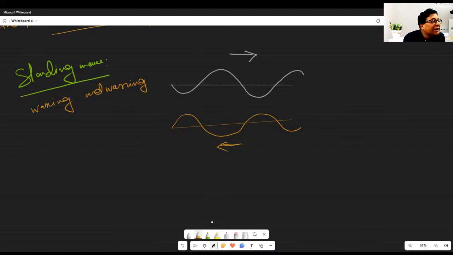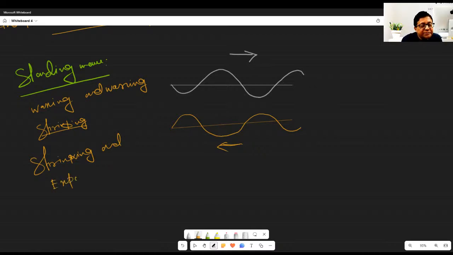Or shrinking and expanding, but not traveling in either direction. Okay?